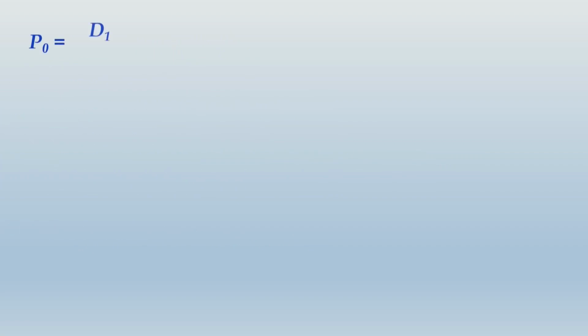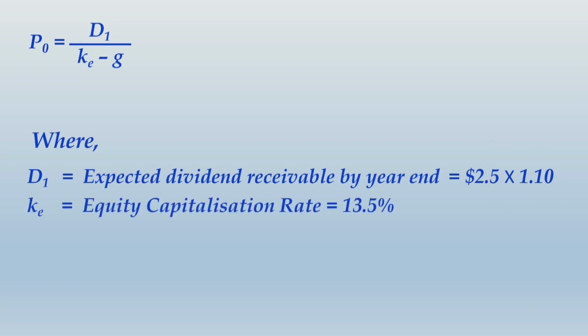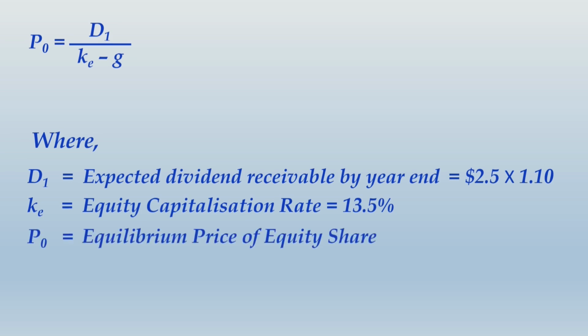Now we put up Gordon's model formula, that is P0 equals D1 divided by KE minus G. We define the variables over here. D1 will be the expected dividend receivable by year end. So the current dividend was $2.5. With 10% growth, the expected dividend for the next year, by end of the year, will be 1.1 times $2.5. The KE is the equity capitalization rate, which we have derived through CAPM, that is 13.5%. P0 is the equilibrium price of the equity share that you have to determine, and growth rate is given as 10%.